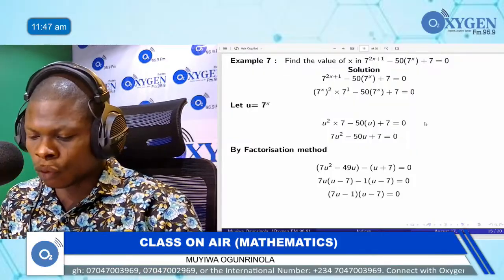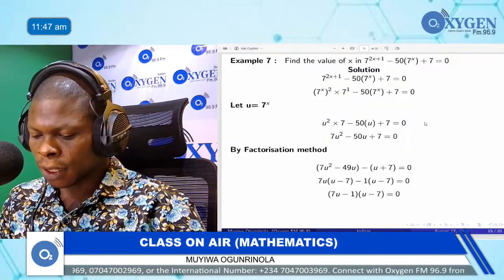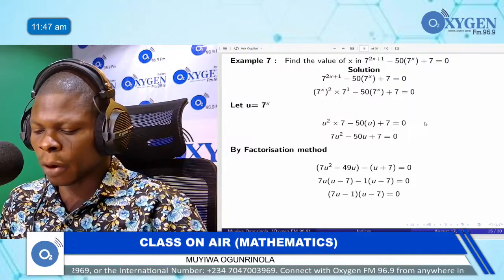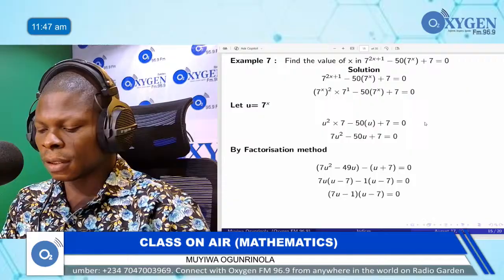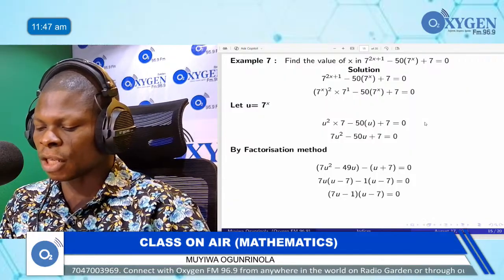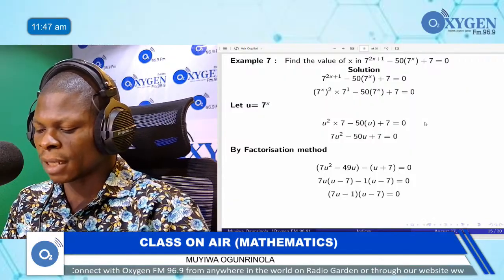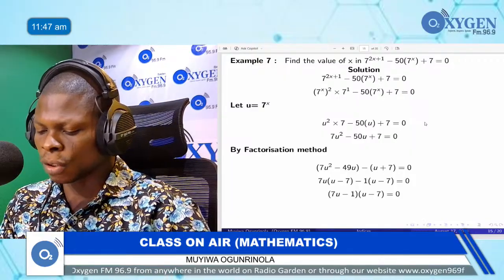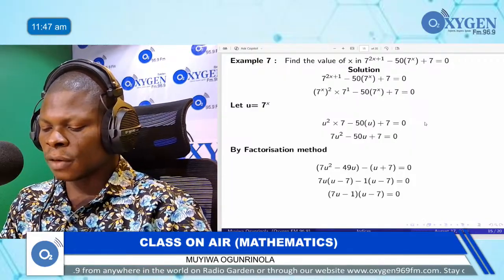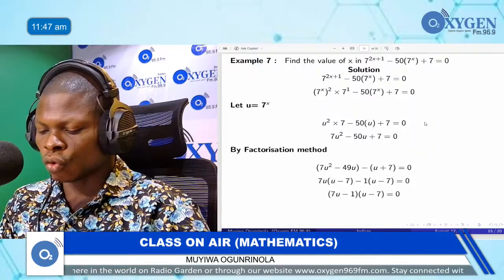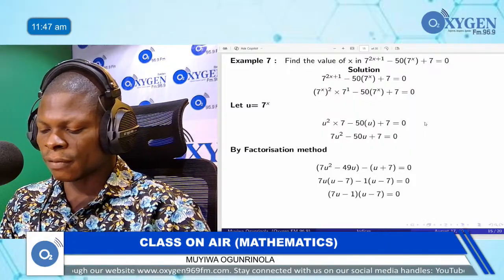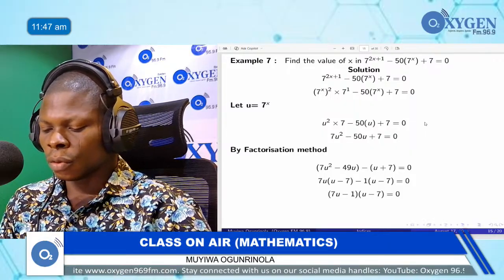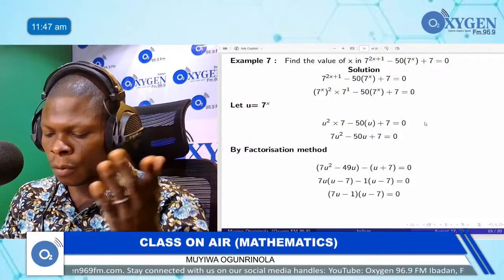Find the value of x in 7 raised to power 2x plus 1 minus 50 open bracket 7 raised to power x close the bracket plus 7 is equal to 0. 7 raised to power 2x plus 1 minus 50 into 7 raised to power x plus 7 is equal to 0. We need to follow the same procedure.